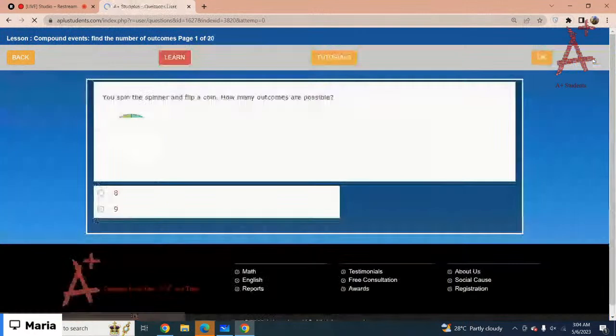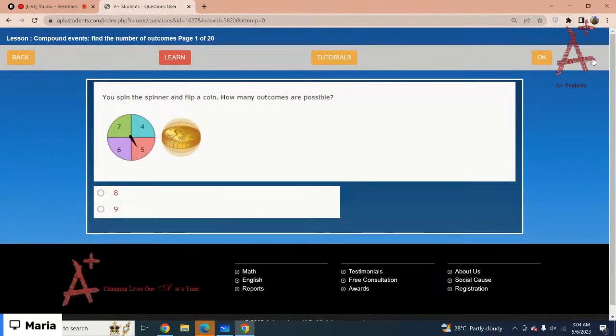Let's just start with the test questions. Okay, you spin the spinner and flip a coin. How many outcomes are possible? So the spinner has four portions, and when you flip the coin, you have two outcomes, head and tail. Got it? You need to calculate the total outcomes, so you have to do 4 times 2. 4 outcomes for the spinner, and 2 outcomes for the coin.